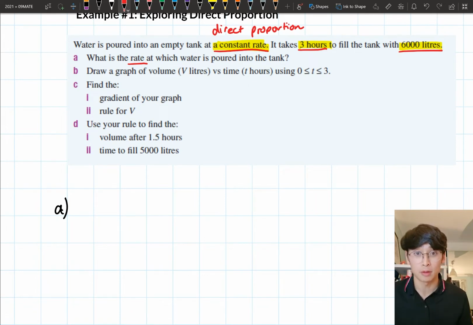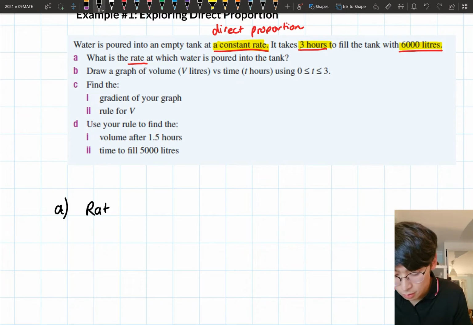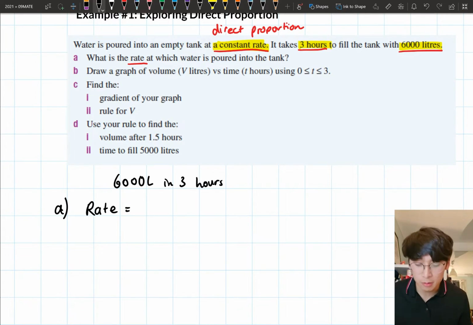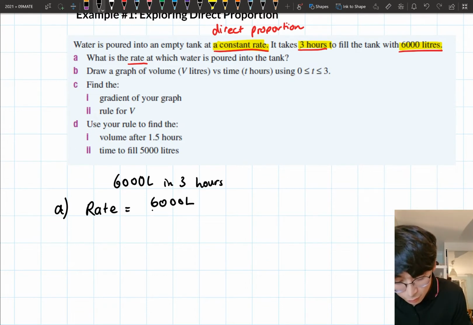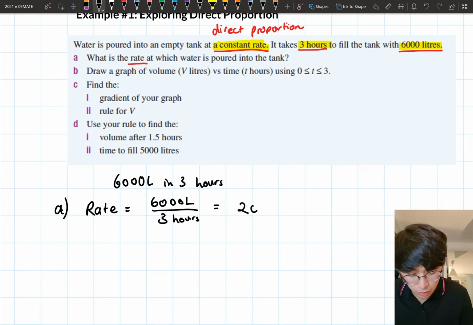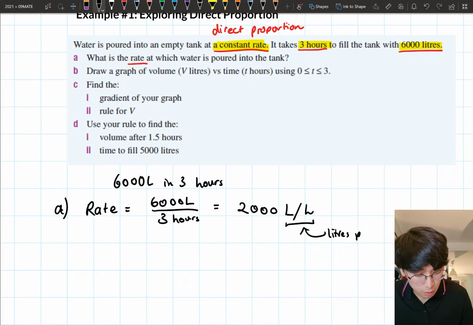Okay. Now, the information I'm using here is, well, it takes me 3 hours to fill up 6,000 liters. So my rate is going to be, actually, I'm going to be comparing those two. So here, I've got 6,000 liters in 3 hours. And what I'm going to do is divide it. When we are dealing with rates, we're going to divide. So here I'm going to have 6,000 liters divided by 3 hours. So this becomes 6,000 divided by 3, which is 2,000 liters per hour. And so that's how we write liters per hour.